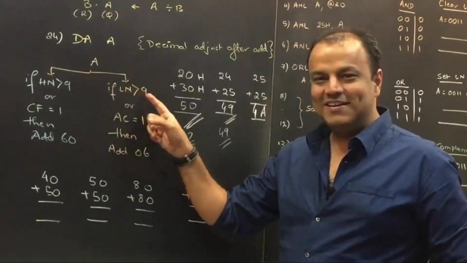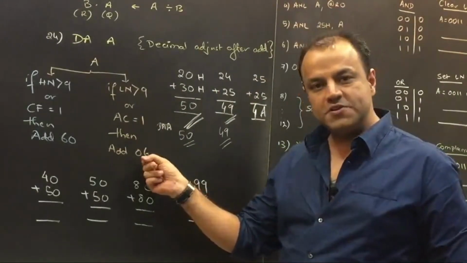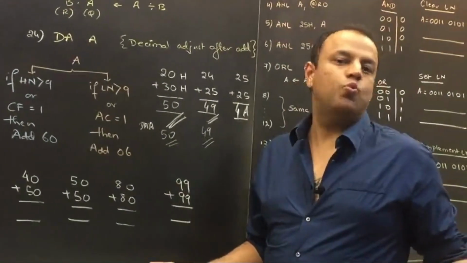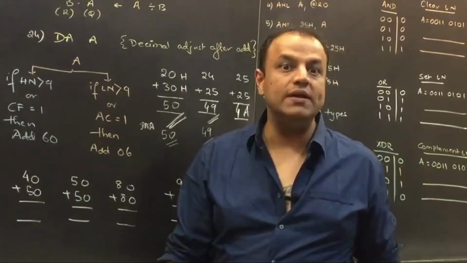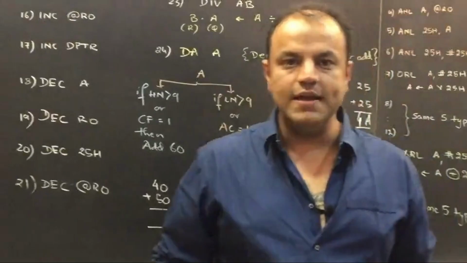If the lower nibble is greater than 9, that means it's a character. Then an adjustment is required. And what is your adjustment? Add 6. Why 6? Why not 7? Why not 5? Why not 20? Why 6? Because you want your addition to work like decimal addition.